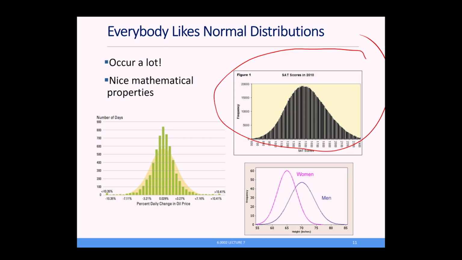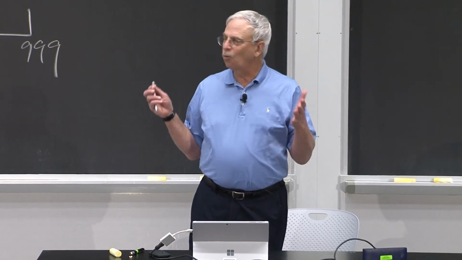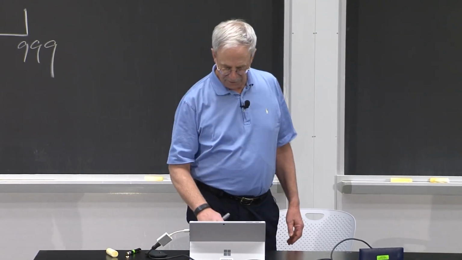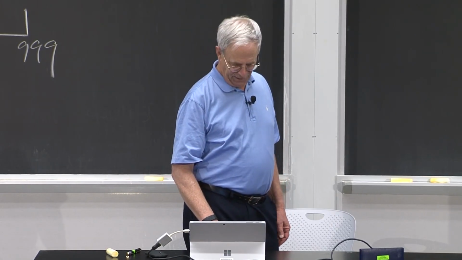Down here, this is plotting percent change in oil prices. And again, we see something very close to a normal distribution. And here is just looking at heights of men and women. And again, they clearly look very normal. So it's really quite impressive how often they occur. But not everything is normal.